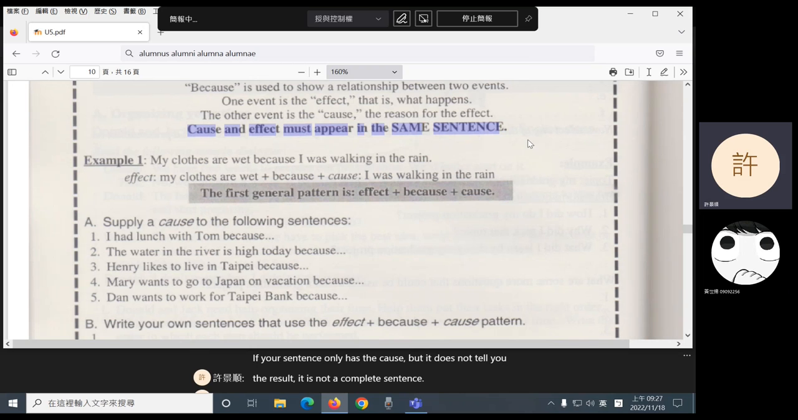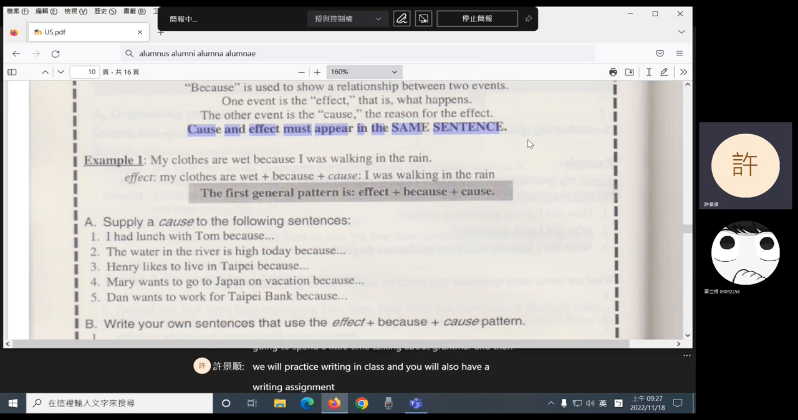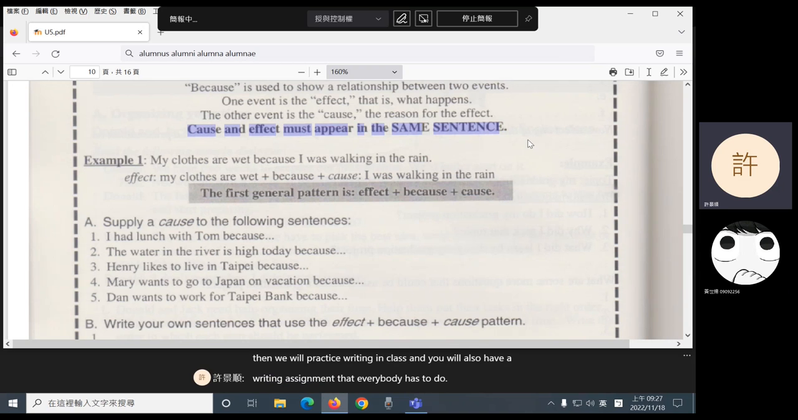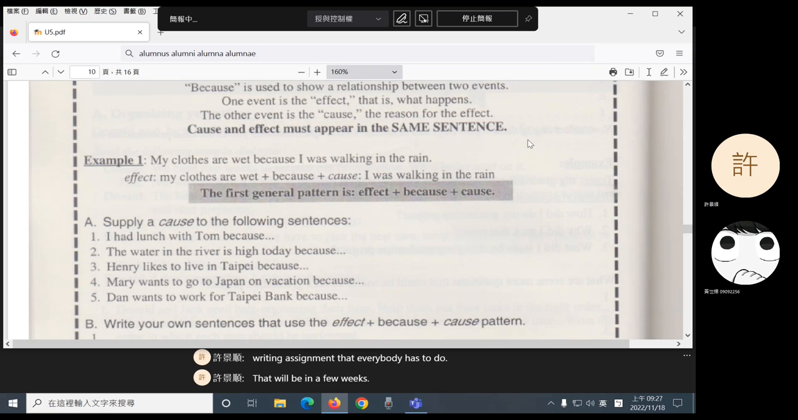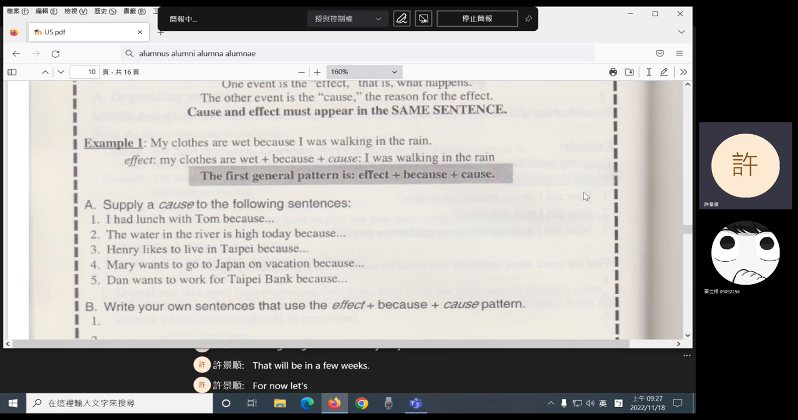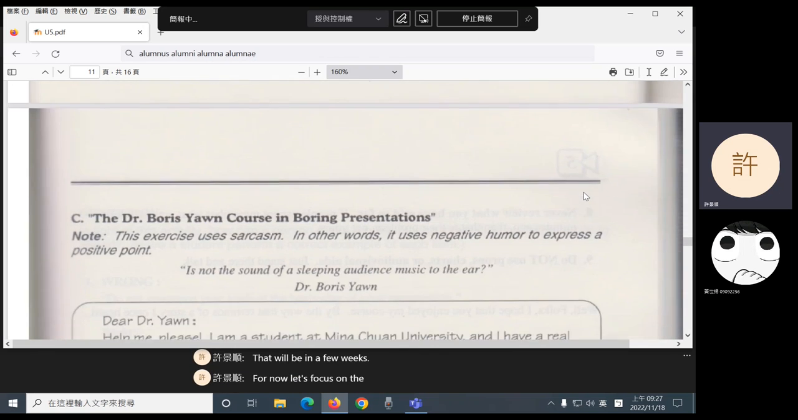So you all know that for the final exam, there will also be a writing question. So after we finish lesson five and lesson six, I'm going to spend a little time talking about grammar, and then we will practice writing in class, and you will also have a writing assignment that everybody has to do. That will be in a few weeks. For now, let's focus on the units.